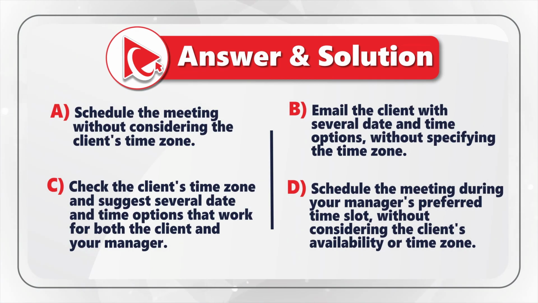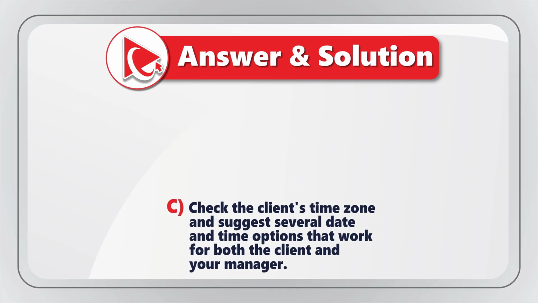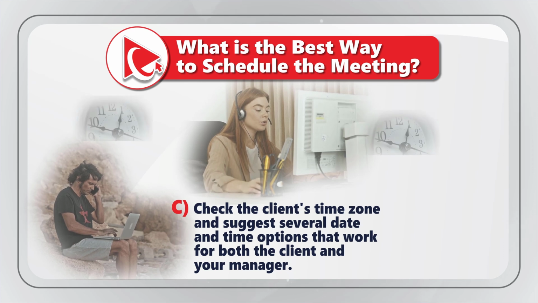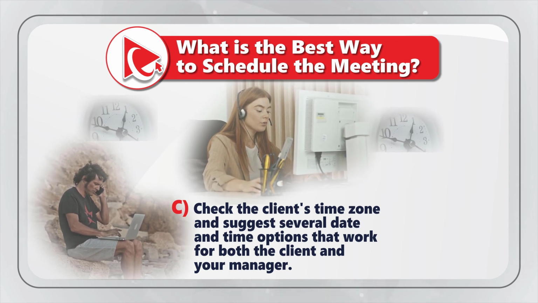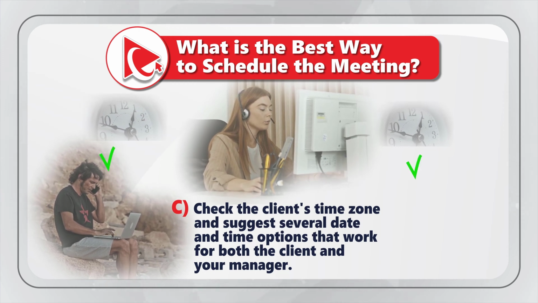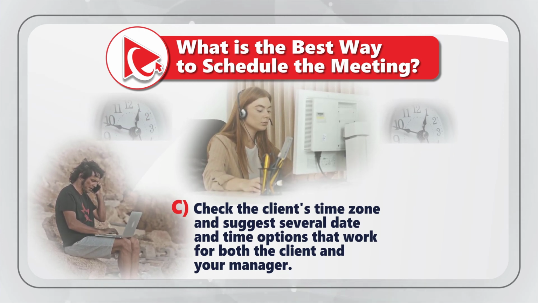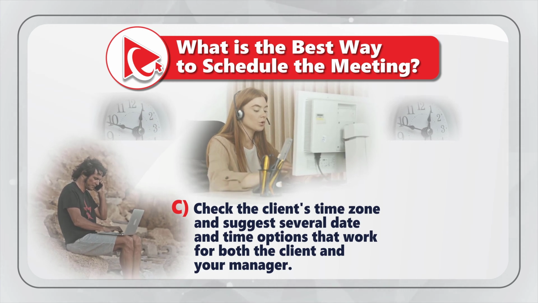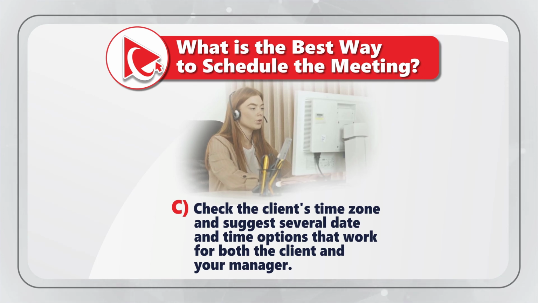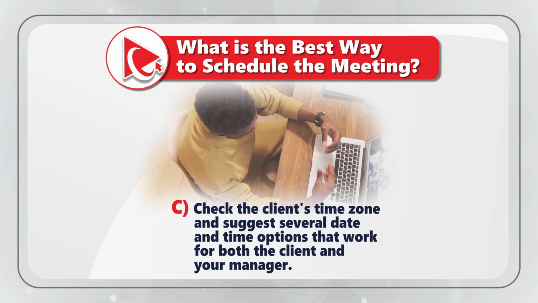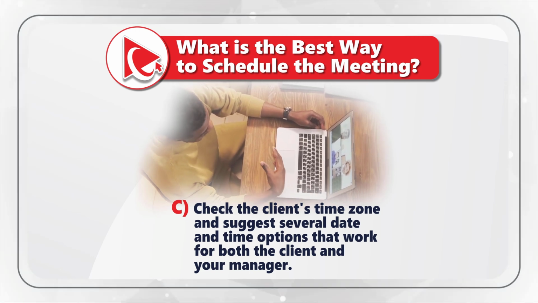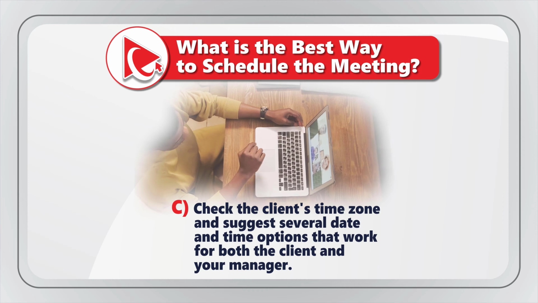I believe the correct answer here is choice C. Option C is the best choice because it takes into consideration the client's availability and time zone. There are two stakeholders in this action, your manager and your client, and you need to check the time zone and suggest several date and time options that work for both the client and your manager. This will ensure that the meeting is scheduled at a convenient time for both parties, and this minimizes the risk of confusion and miscommunication. Let's also look at other options to determine why they might be incorrect.